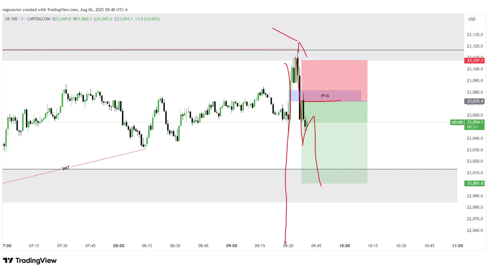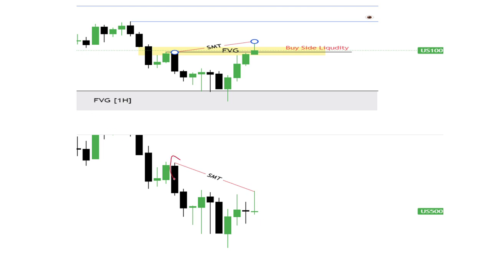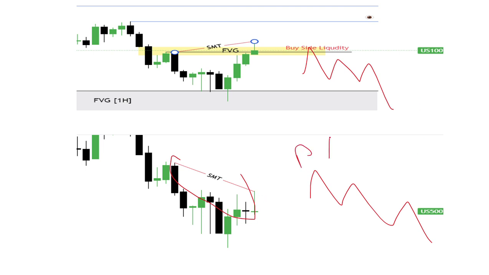We can see for SMT, the SMT area in ES is showing a bearish sign. So I expected US 100 to go bearish, but the bias, the market price action, is very bad, so I was not able to take any trade. I have taken one trade in US 100, which is the NASDAQ mimic pair.